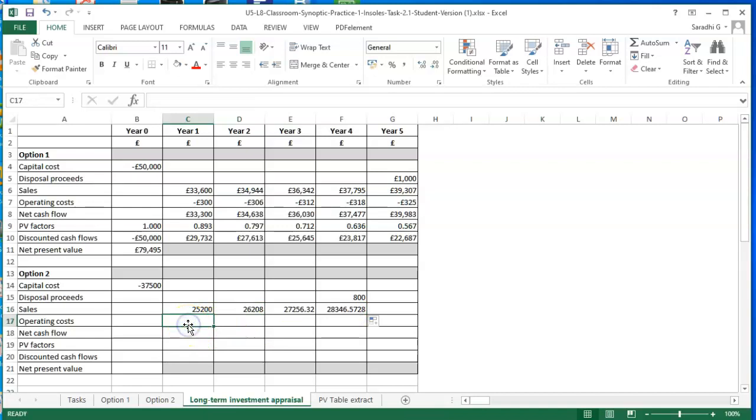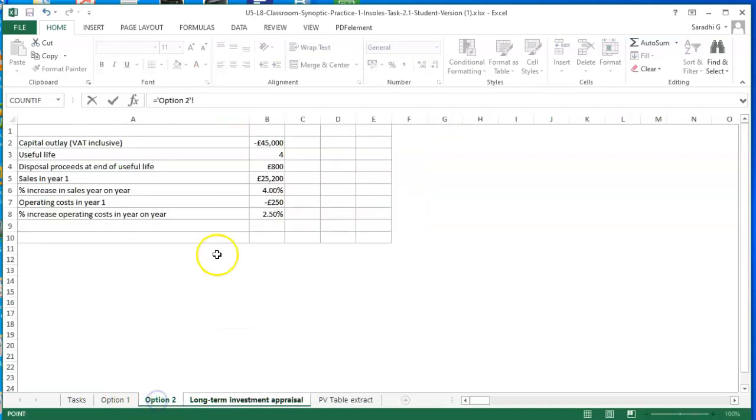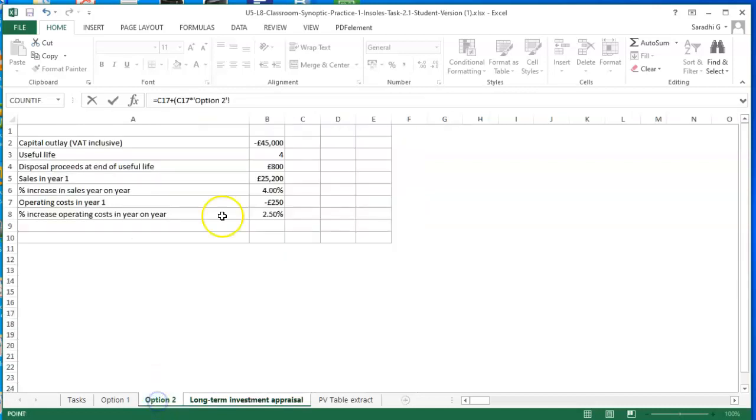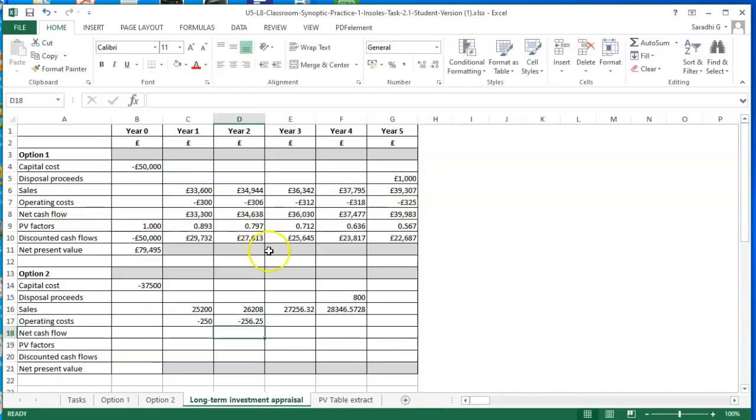Then get the operating cost. Operating cost for the first year is 250, and they're increasing by 2.5%. So equal to 250 plus 250 multiplied by 2.5%, absolute referencing, close bracket, and copy paste this to the remaining cells.